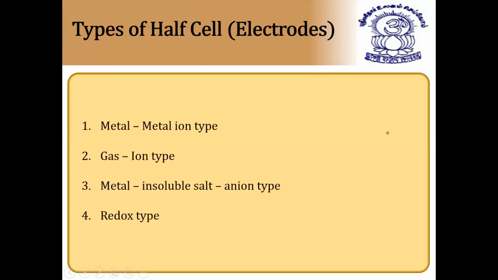So, what are the different types of half-cell electrodes we have? Metal, metal ion type; gas ion type; metal insoluble salt anion type; and redox type. These are the half-cell electrodes we have. Based on this, you may get objective questions, but till now they have never asked any questions based on this concept. But still it is there in the syllabus, so we have to discuss.